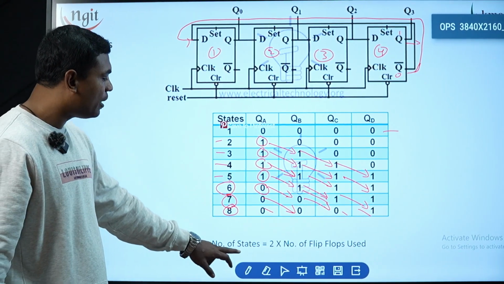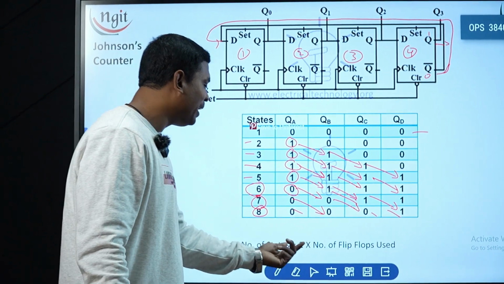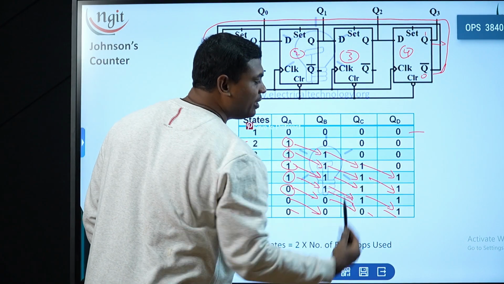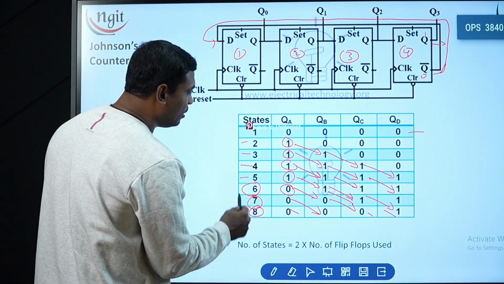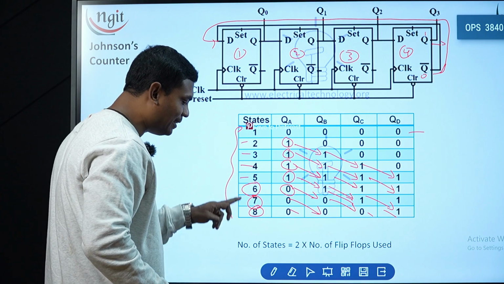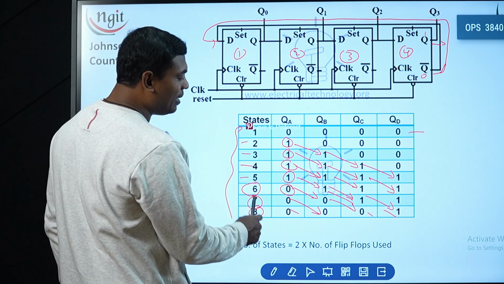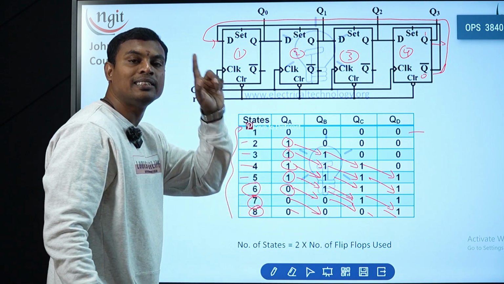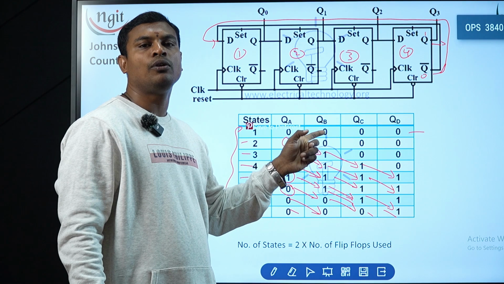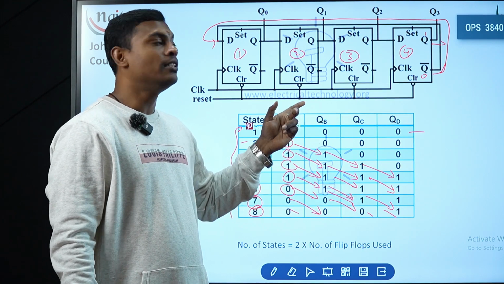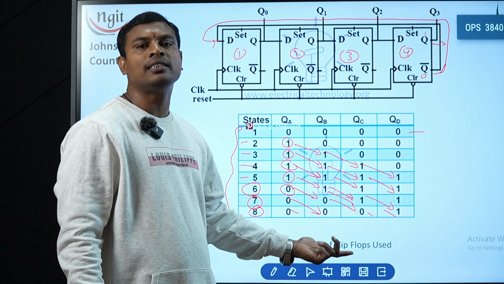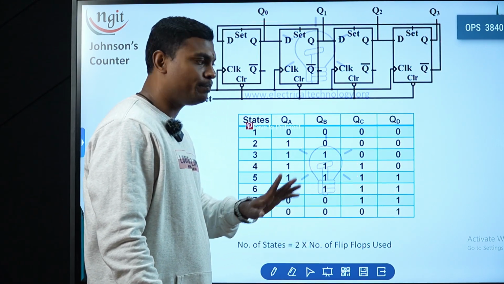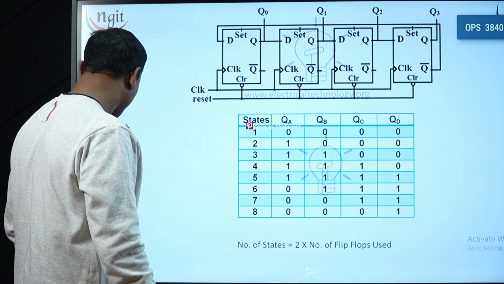Right? So the number of states in my Johnson counter will be twice the number of flip-flops used. If you observe, 4 flip-flops are being used, and from top to bottom it has taken 8 states to cover its initial position. That is the reason: twice the number of flip-flops used. Whereas in a ring counter, the number of states is equal to the number of flip-flops used. In a Johnson counter, the number of states is equal to twice the number of flip-flops used in this particular setup. So this is what relates to the Johnson counter.